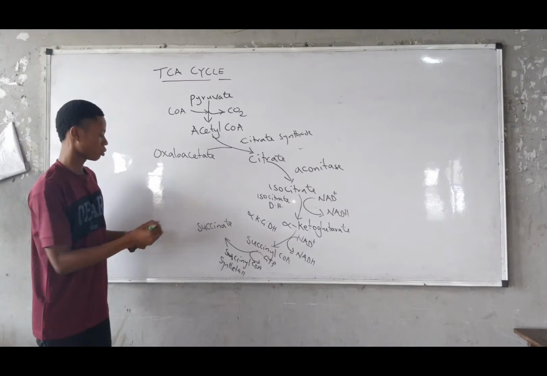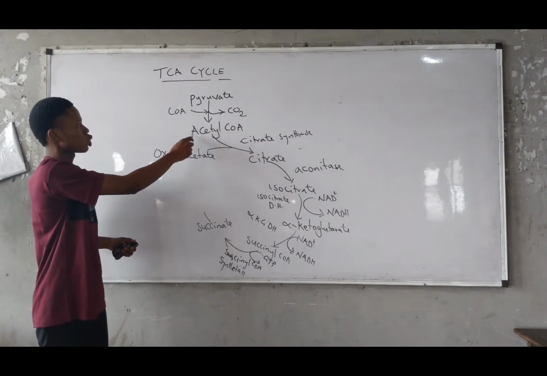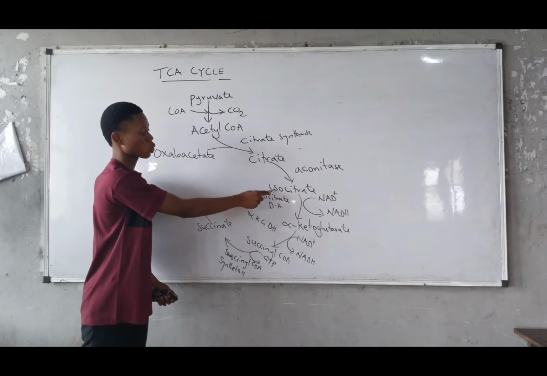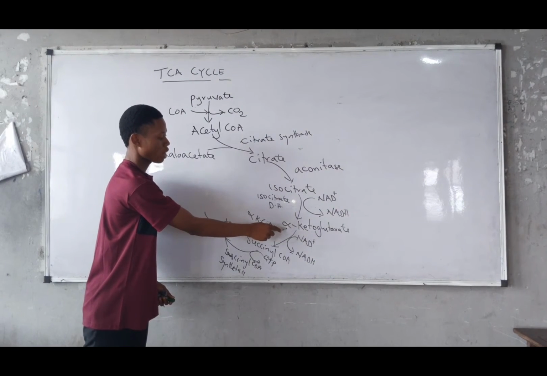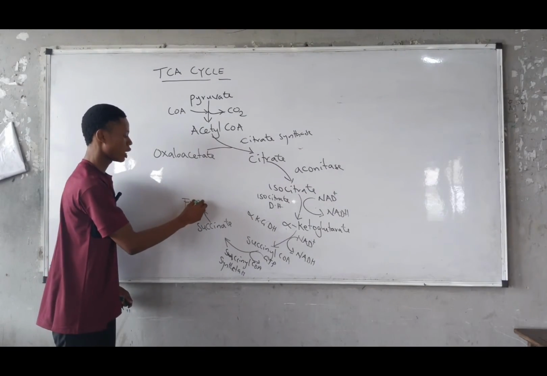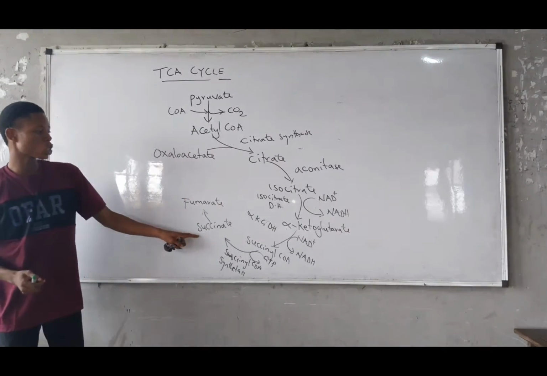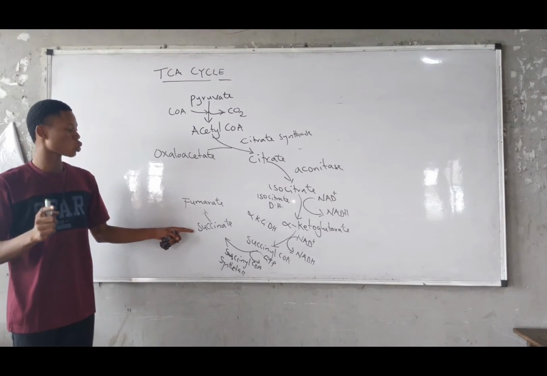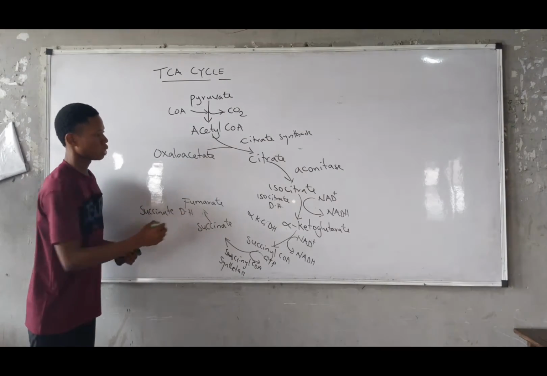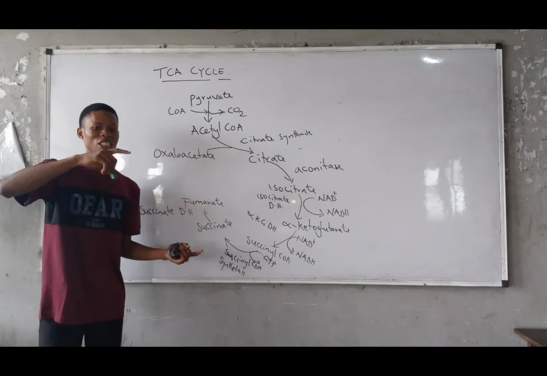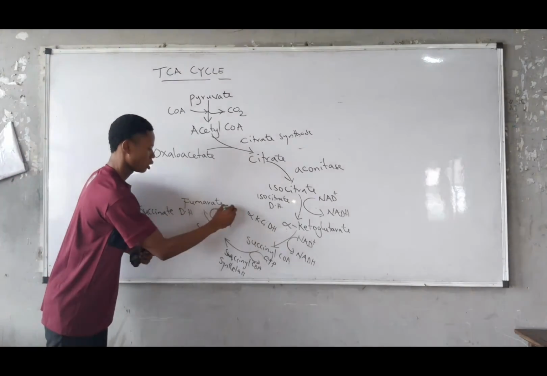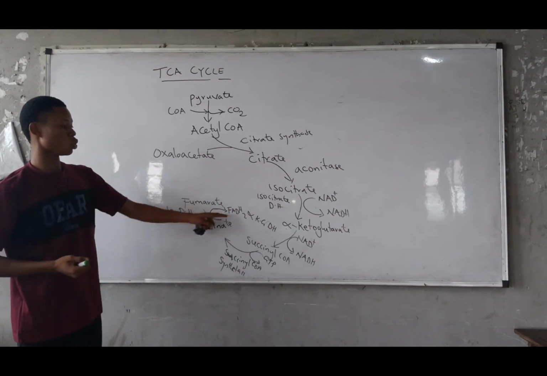We started from pyruvate. Pyruvate was decarboxylated to acetyl-CoA. Acetyl-CoA condenses with oxaloacetate to form citrate. From citrate to isocitrate, isocitrate to alpha-ketoglutarate, alpha-ketoglutarate to succinyl-CoA, succinyl-CoA now to succinate. From succinate now, we have fumarate. Another important step here. From succinate to fumarate, the enzyme catalyzing this reaction is succinate dehydrogenase. Remember what I said about dehydrogenase: it means either NADH is produced or FADH2 is produced. In this reaction here, what is produced is FADH2. This is very important because we are going to use it in our calculation.